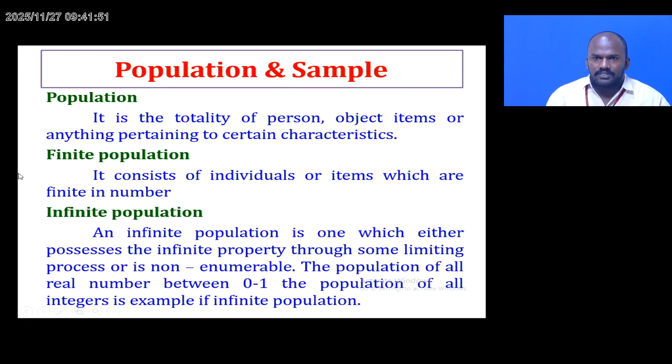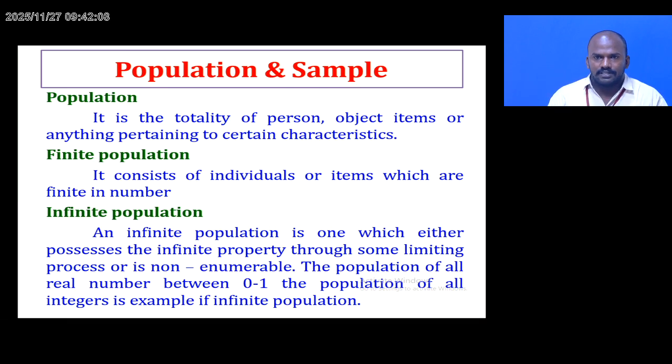What is a population? It is the totality of the persons, objects, items, or anything pertaining to certain characteristics. There are two types of population. The first one is a finite population. It consists of individuals or items which are finite in number. Example: the students of a class, which won't change.